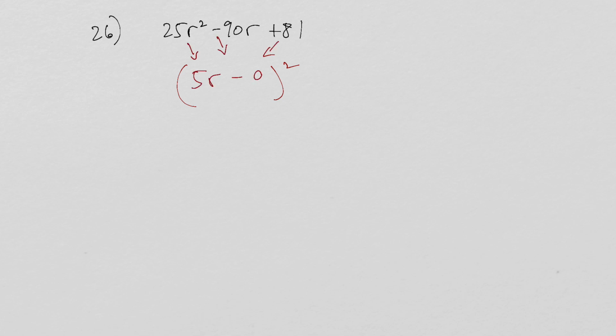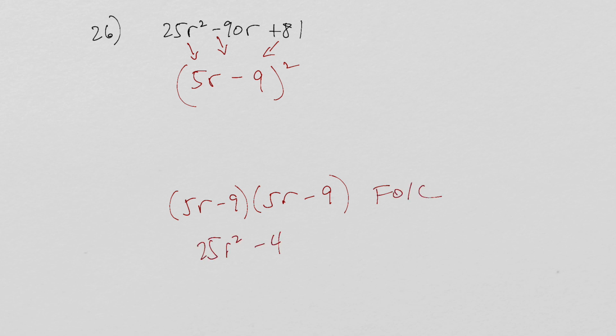Number 26 is 25r squared minus 90r plus 81. Again, this is a perfect square and this is a perfect square, so I think my answer is a perfect square. I'll put the square root of this here, this sign, and the square root of this. This may not be the answer, so I have to actually check it. The first is 25r squared. The outer is negative 45r. The inner is negative 45r. And the last is positive 81. And these add up to negative 90r, which is what we had. So this is, in fact, the answer.